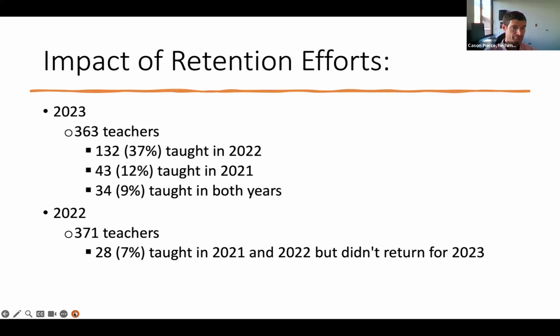Looking back to 2022, of the 371 teachers we had that year, 28 or 7% taught the year prior, but then they didn't return for 2023. So it's showing that in part our retention is improving. And I think one thing we can't emphasize enough is even if you have 30% of your faculty come back, if they're teaching more than one session, you've almost reached perhaps even half of your recruitment efforts just by focusing on the retention.